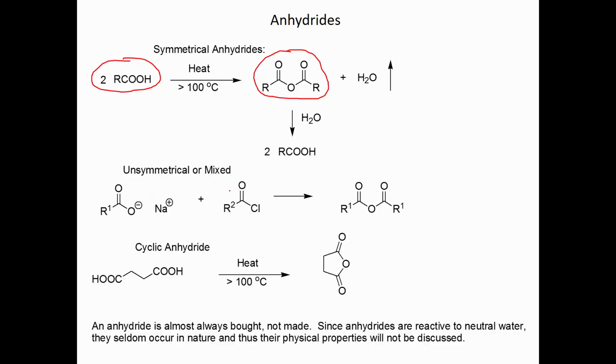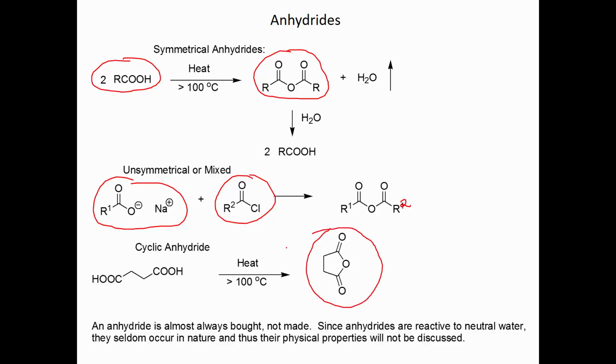If we want to make a mixed anhydride, the only reaction we can do is nucleophilic substitution using a carboxylate anion and an acid chloride, and this will make the mixed anhydride. My anhydride there wasn't very mixed, but yeah, so you get the compound with an R2 group there. All right, cyclic anhydrides are a little bit more stable, especially if they have 5 or 6 membered rings, and we make these by taking dicarboxylic acids and heating them to high temperatures.